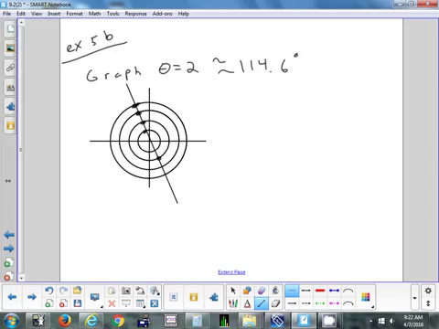Any questions on that? How do you get to 114? This one, I just multiplied by 180 and divided by pi, just so in my head I can graph 114 degrees easier than I can 2 radians. If you can visualize 2 radians in your head, changing to degrees isn't necessary. Any other questions on that one?